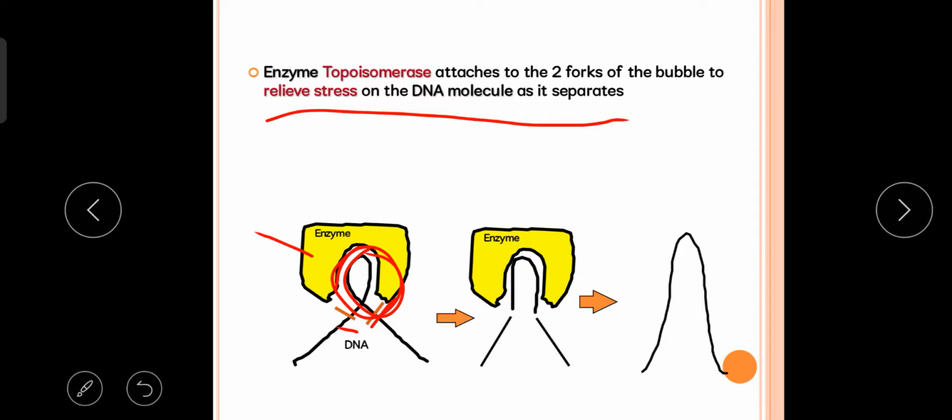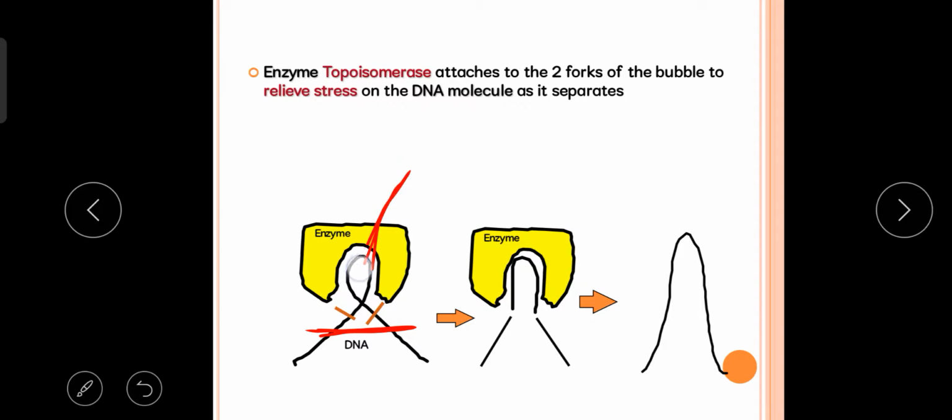That means simply the topoisomerase enzyme cuts the DNA strand and reseals the DNA strand. The topoisomerase enzyme cuts the two strands of DNA to relieve the stress. The supercoiling is called stress. So after cutting the two strands, it again reseals the DNA strands. This way it will help in the formation of one uncoiled part.